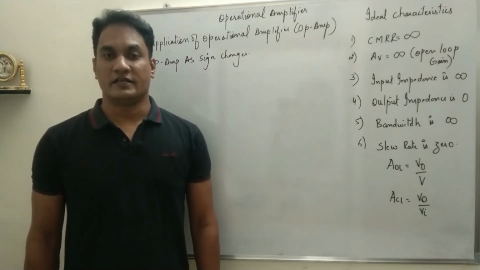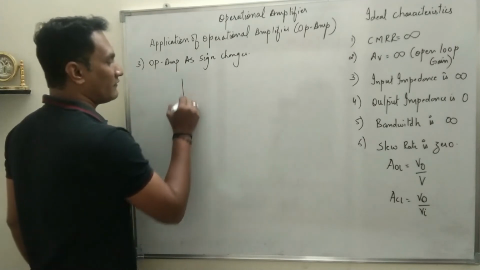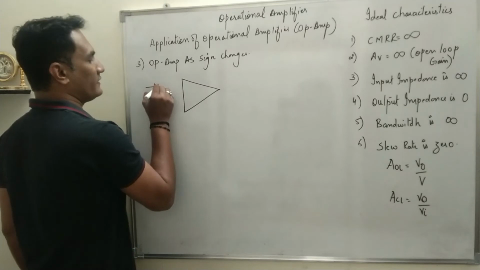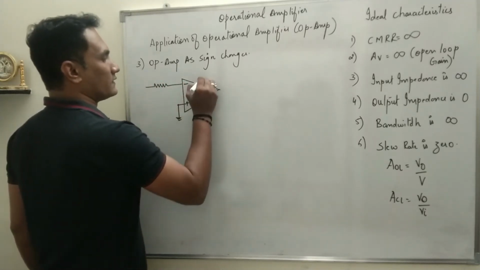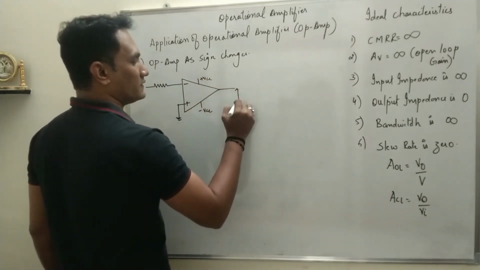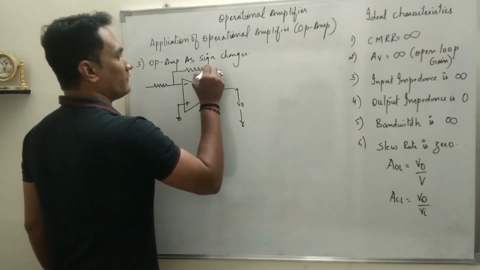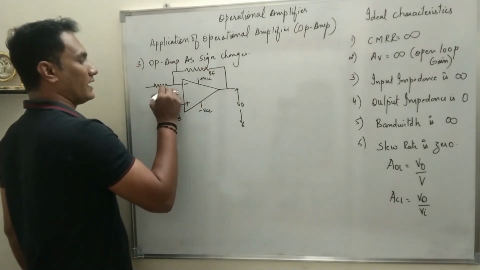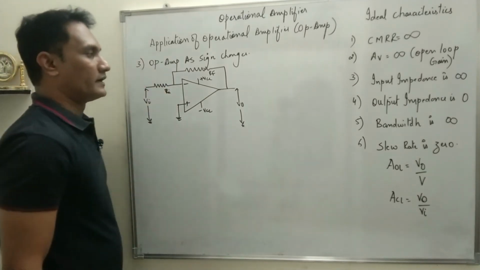The next application is op-amp as sign changer. I will draw the diagram. You have to identify what type of operation will be performed by this circuit. So this is the circuit diagram, plus VCC, minus VCC, this is the output voltage, and there will be a feedback resistance which is RF, this is RI, and the non-inverting input is connected to ground.